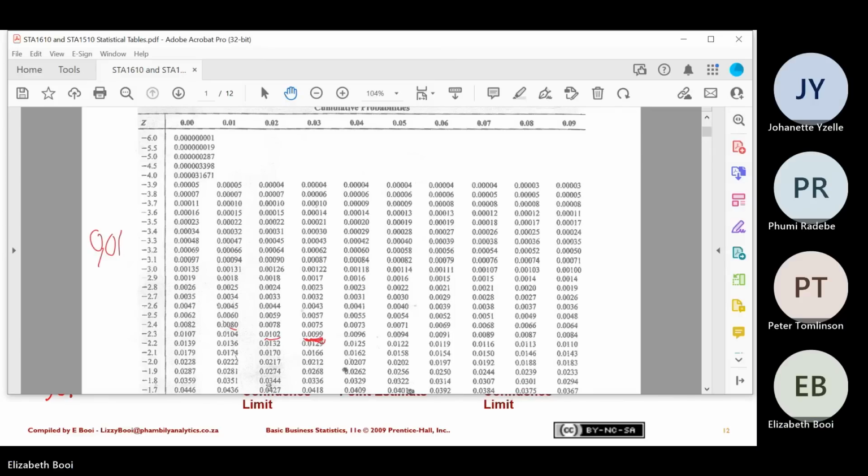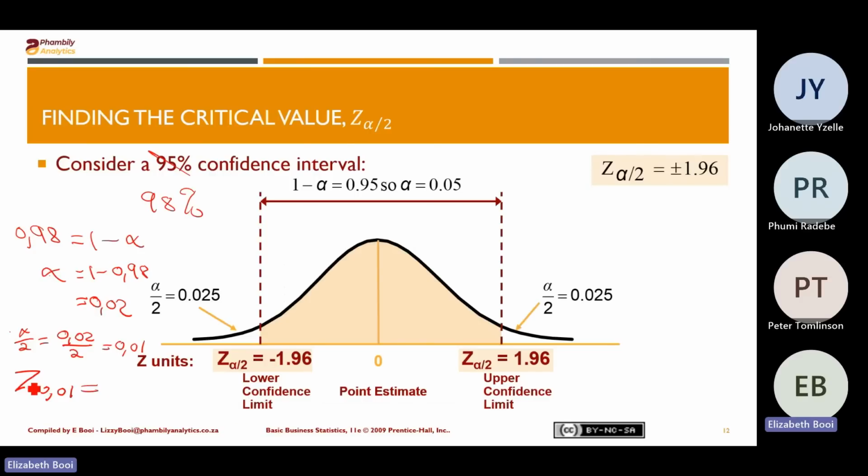Because the difference between that and this is 2, and this is 1, I'm going to use the one that is lower. So this will be my 0,01 if I round it off. I'm going to go out and say my critical value will be 2,3, and I'm going to go up and it will be 3. So my Z of 0,01 is plus or minus 2,33, and so forth and so on.